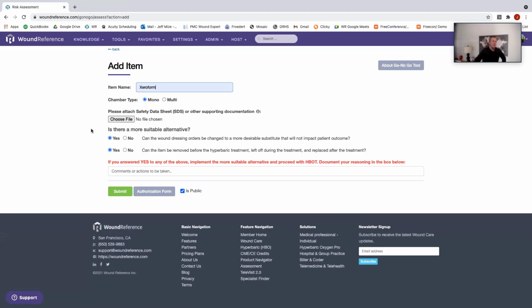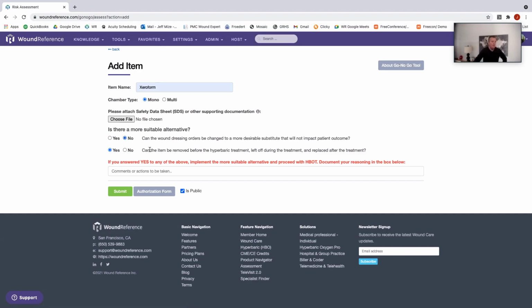Next, we're asked, is there a more suitable alternative? Can the wound dressing orders be changed to a more desirable substitute that will not impact patient outcome? For demonstration purposes only, in this case, we're going to say no. We're going to use the example that the patient has a dressing that the physician does not want removed, and so we cannot remove the dressing, so we can't remove the Zeroform.